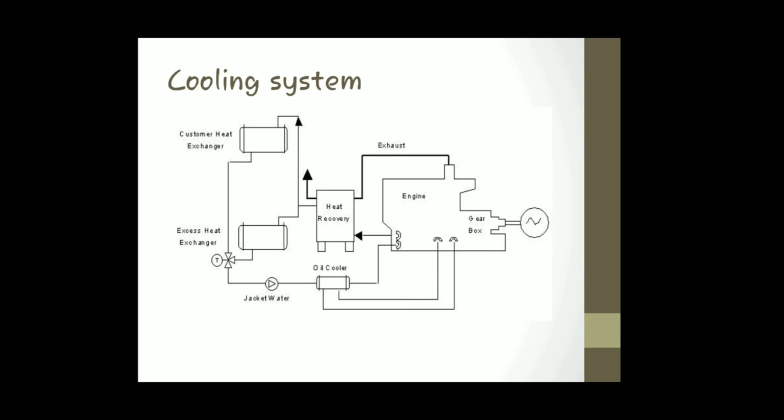So this is the layout of the cooling system. You can see this one. This is the engine, this is the heat recovery system, this is the oil cooler, and this one is the customer heat exchanger and excess heat exchanger. The cooling water jacket: this cooling water is going to cool the engine as well as the lubrication oil which is passed inside the engine. So it's going to cool down both the engine as well as the lubrication system.